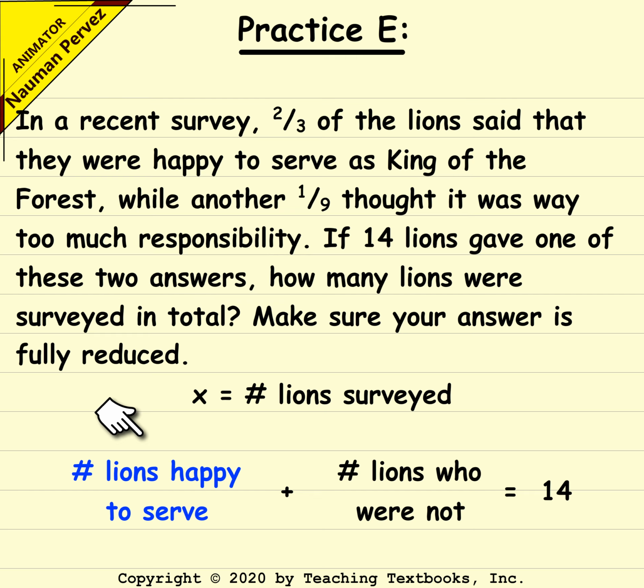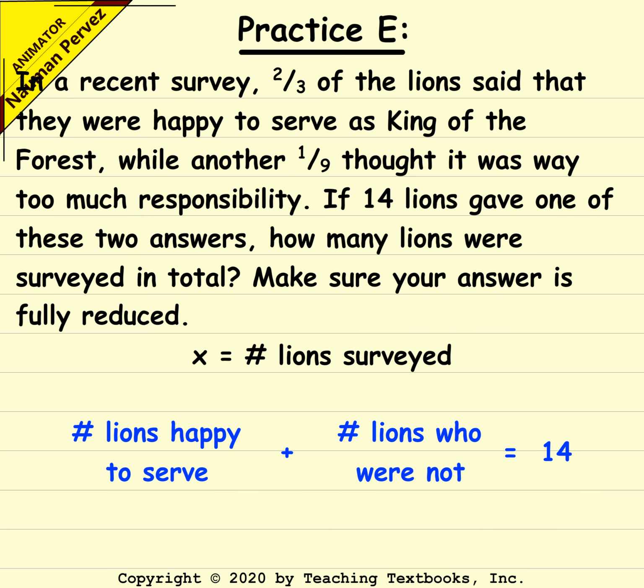We've got the number of lions who were happy to serve as king of the forest plus the number of lions who were not because they thought it was too much responsibility, and then adding those together should give us 14 lions. And now we need to write the equation by putting in the numbers for the x's. We need an expression for the number of lions who were happy to serve, and the problem says that 2/3 of the lions who were surveyed said that, so all we have to do is take 2/3 and multiply that by the total number of lions surveyed, which is X. So we put 2/3 X right here.